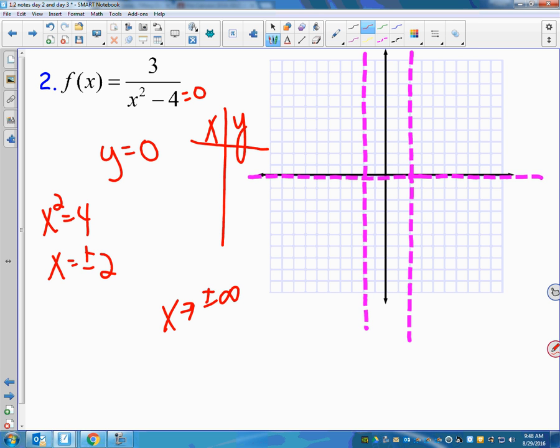So I'm going to start out here. At negative 2 is my asymptote, so I'm going to take negative 3. Not super great number, right? When I plug that in there, I get 9 minus 4, 5, so I get 3 fifths. Which is just somewhere underneath 1, right? I'm going to say that's about right.